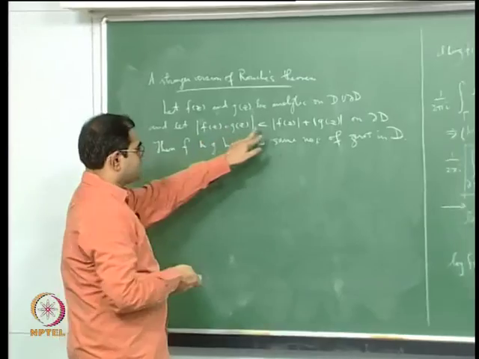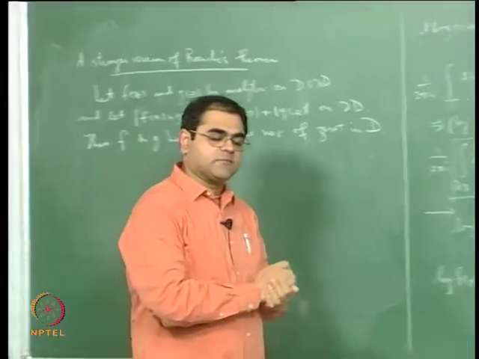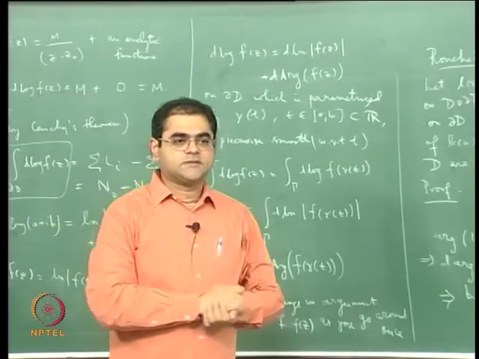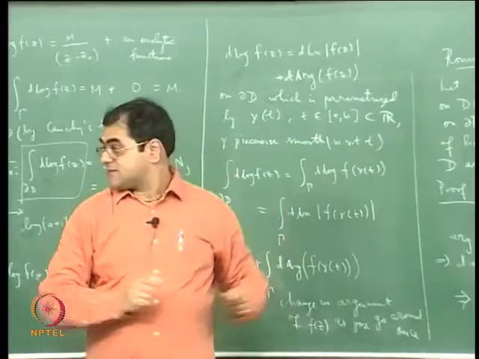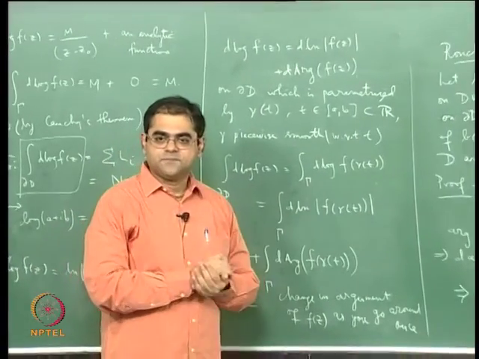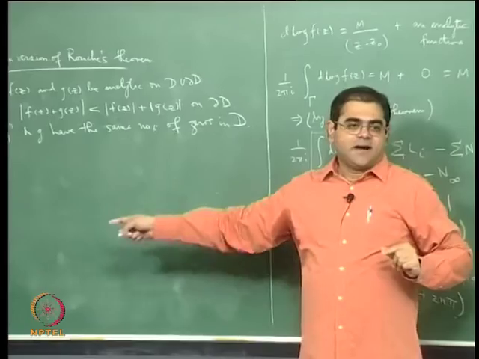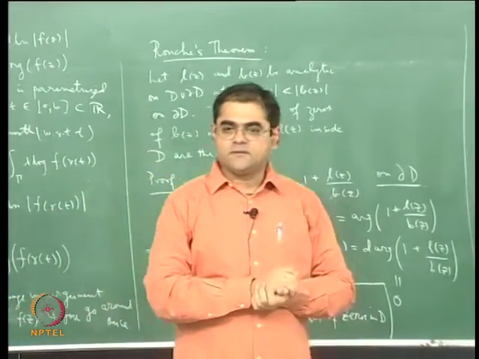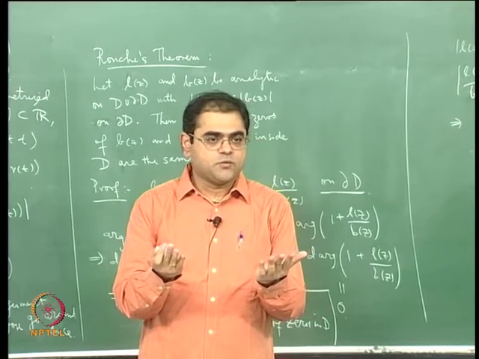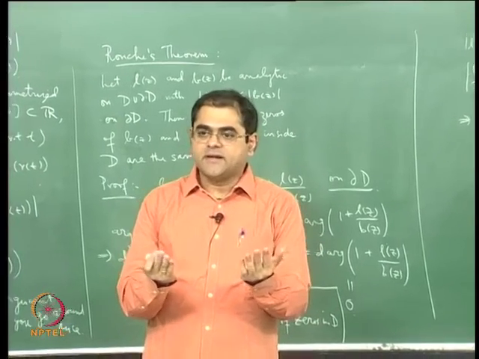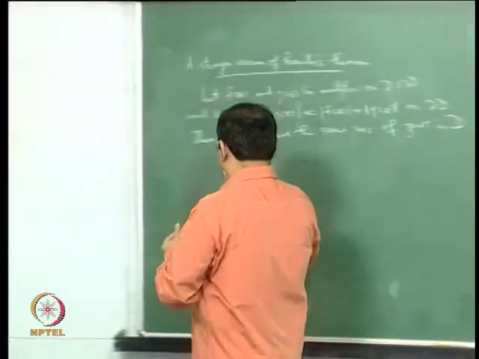Of course, |f + g| will always be less than or equal to |f| + |g|, but on the boundary it is strictly less than; that is the condition that will tell you that f and g have the same number of zeros inside. This other version of Rouche's theorem is stronger as written, but probably it is actually an equivalent version. As an exercise, you can deduce this from that, and I think you can also do it the other way, because it depends only on the argument principle. So what this tells you is that if you want to say that the number of zeros of two analytic functions is the same, all you need to check is that the triangle inequality becomes a strict inequality on the boundary.